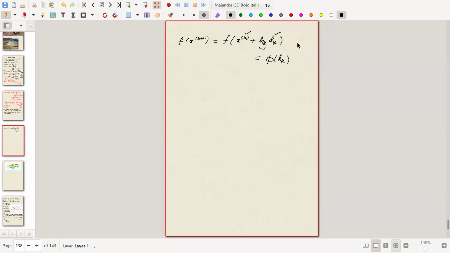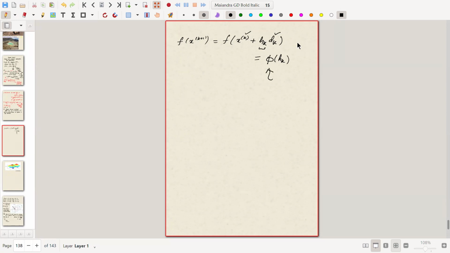I could have written f of hk also, but I'm just saying that it depends only on the step size. Now, if I frame the problem like this, find the optimum value of step size h which minimizes the function f, then can you appreciate that this is a one-dimensional unconstrained optimization problem?